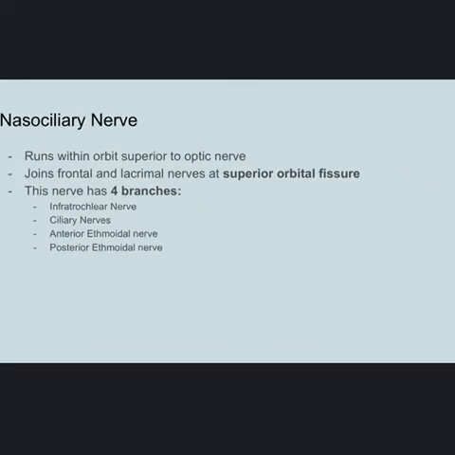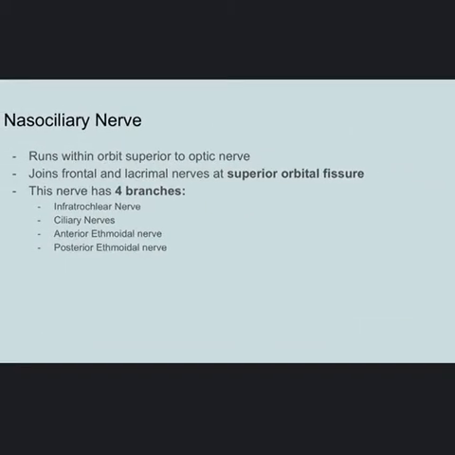The nasociliary nerve is the third main branch, and this one joins frontal and lacrimal nerves at the superior orbital fissure. The nasociliary nerve has four branches. It has the infratrochlear nerve, the ciliary nerve, the anterior ethmoidal nerve, which will then branch out into internal and external, and then the posterior ethmoidal nerve.